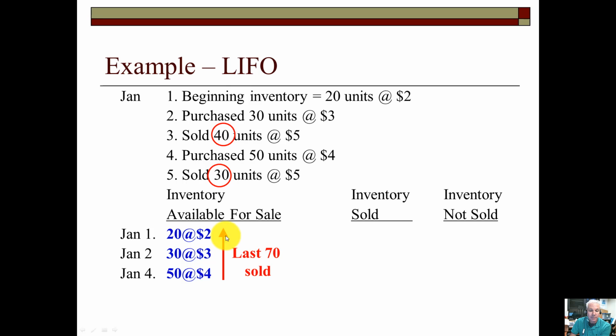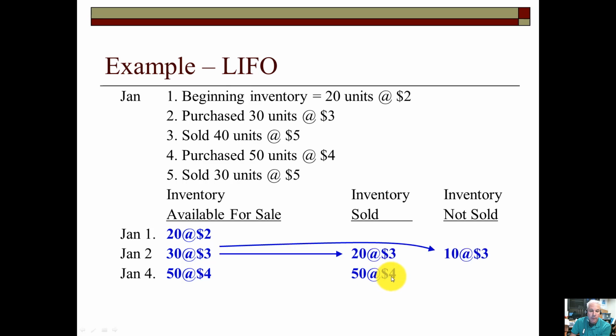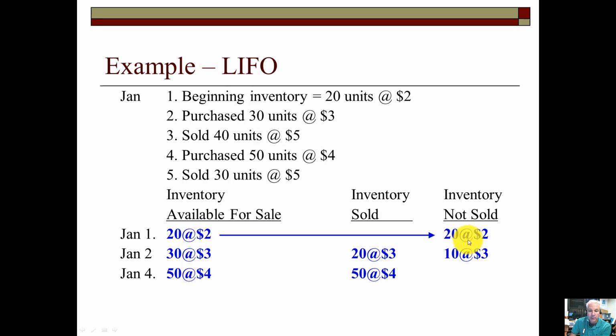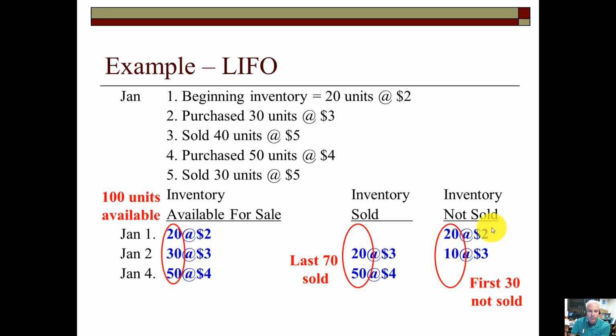We're going to take the last 70 sold. So we're going to go ahead and send these 50 to the income statement as cost of goods sold. We're going to need 20 more because remember we sold 70. We have to cost out 70, which means 10 would be unsold from the January 2nd layer. And then that means these, since we've already costed out everything, all of these last layers, first in, still here, would all go on the balance sheet for the ending inventory values.